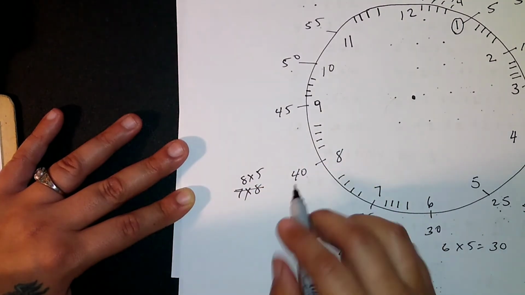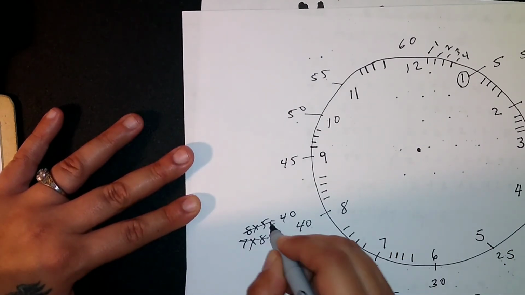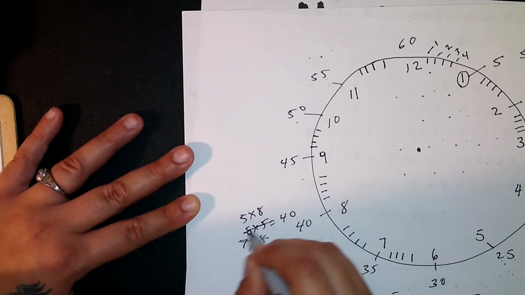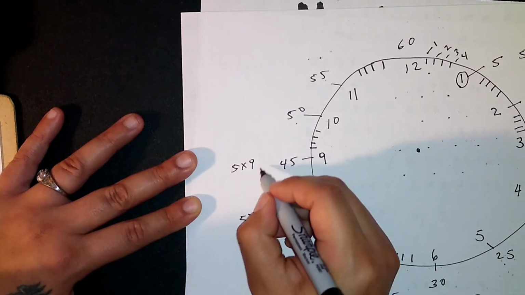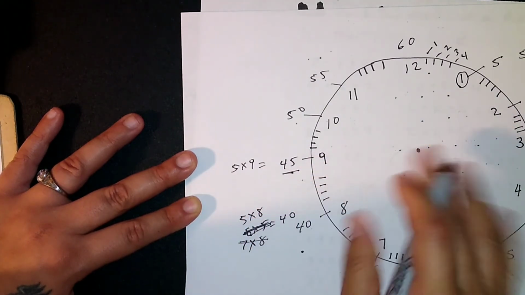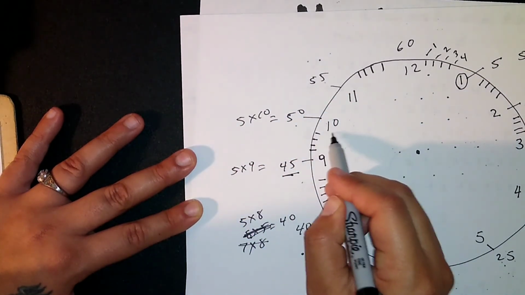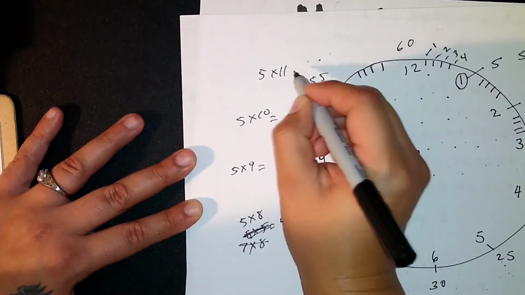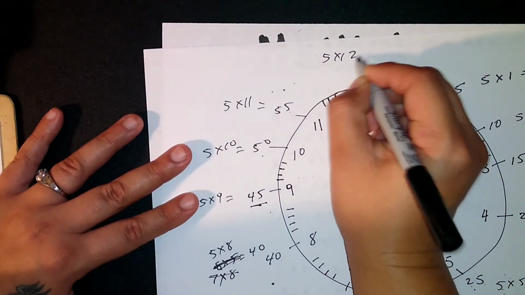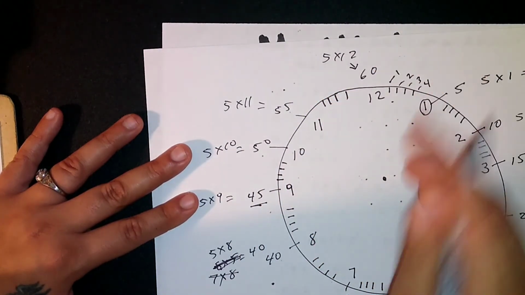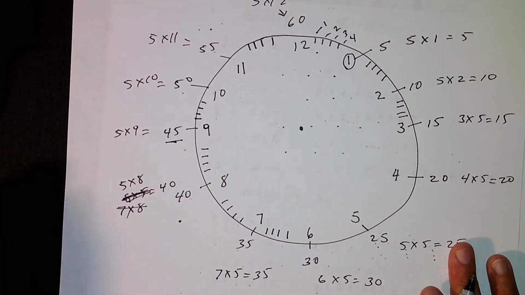8 times 5 is 40. 5 times 8 is 40. 5 times 9 is 45. 5 times 10 is 50. 5 times 11 is 55. And 5 times 12 is 60. So if you know how to read your clock, you should be able to know your multiplications of 5.